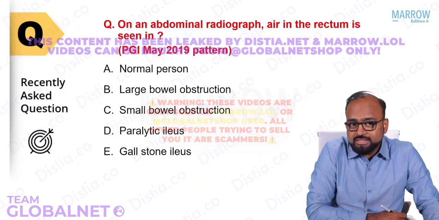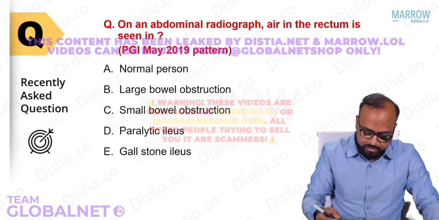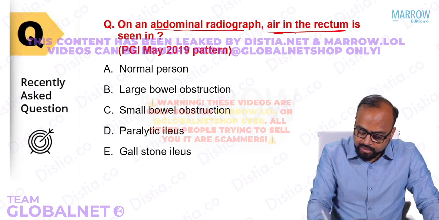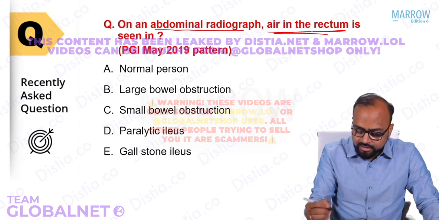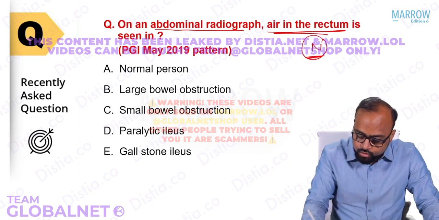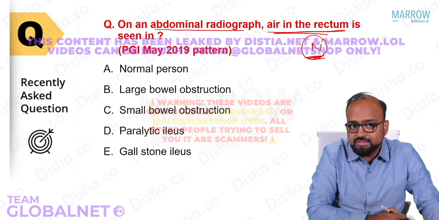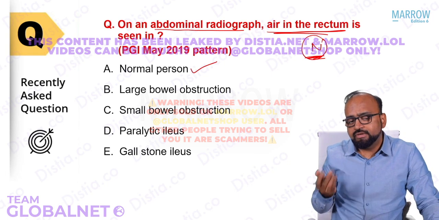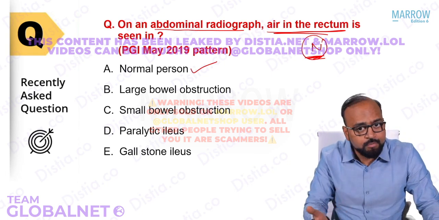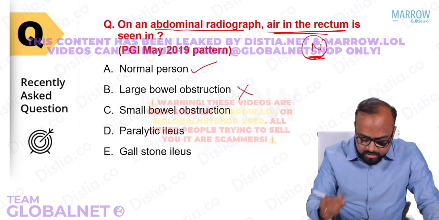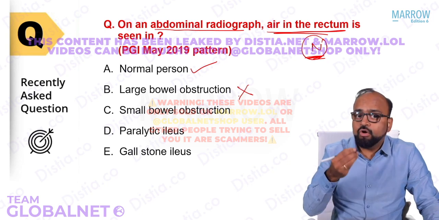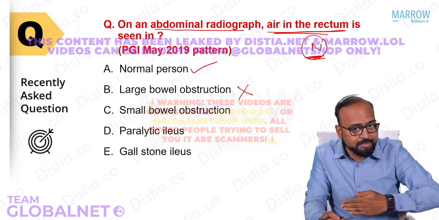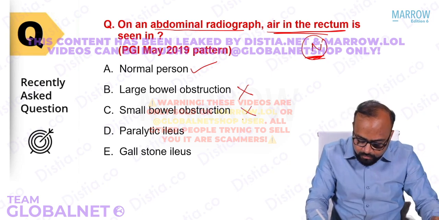Now, based on all this discussion that we have had about the appearances of radiographs, see, this was a question which was asked. On an abdomen radiograph, air in the rectum is seen in. Now, air in the rectum is seen normally also. We have discussed it when we discussed the small bowel feces sign. So, in a normal person it is seen. Large bowel obstruction, if the site of obstruction is the sigmoid colon, nothing will pass distally. So, air will not be seen in the rectum. Small bowel obstruction we have already discussed. Nothing is going to pass distally. So whatever is there in the large bowel will get emptied eventually. So it will not be seen.